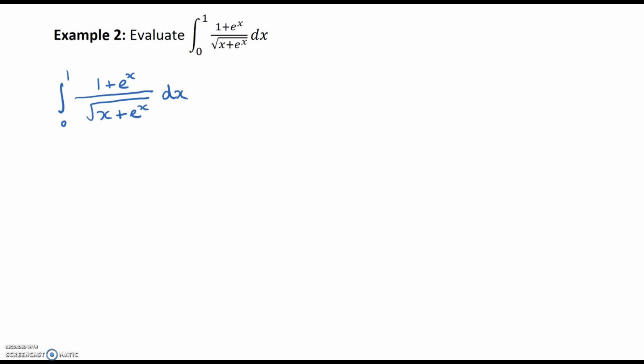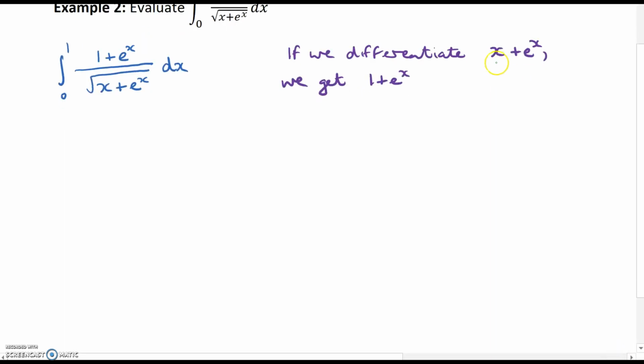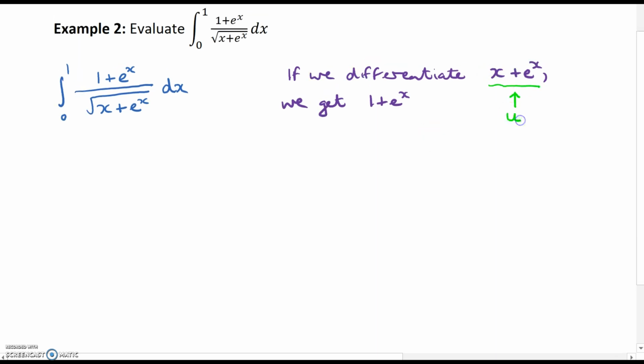what we can say is that if we differentiate the expression on the bottom, or at least part of the expression on the bottom, the part that's under the square root sign, x plus e to the x, we get 1 plus e to the x. So again, differentiating one part of the expression, the x plus e to the x, gives a different part of the expression, 1 plus e to the x. And therefore, that's what we should let our u be, the bit that differentiates. So that should be u. Okay, so that's where we'll begin from.